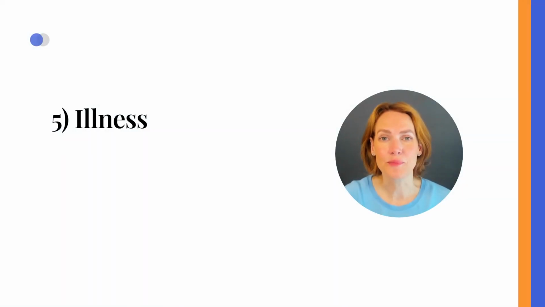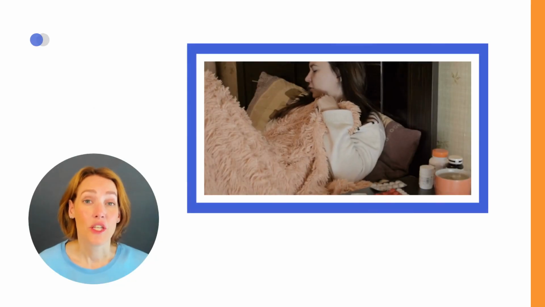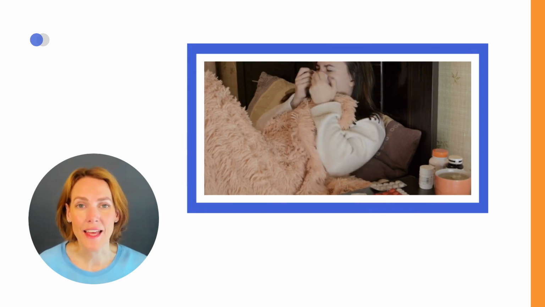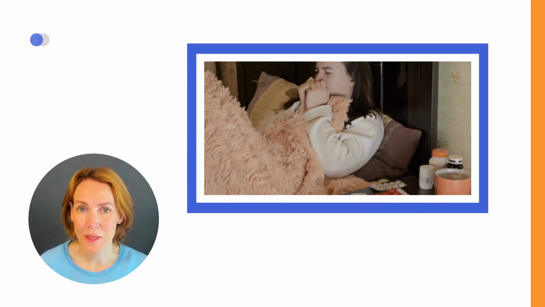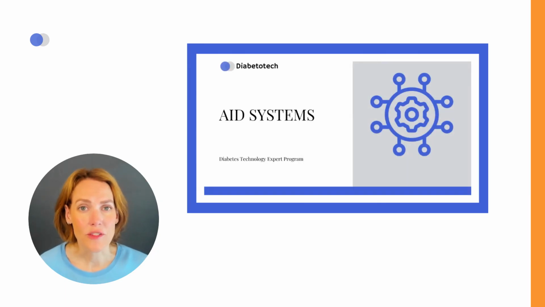5. Illness. During illness, it is generally recommended to keep DIY Loop in auto mode or closed loop mode, unless advised otherwise by your healthcare provider. You can consider using an override specifically designed for illness, such as a higher percentage of insulin delivery. Please refer to the guidelines about illness discussed in the general module on automated insulin delivery systems.